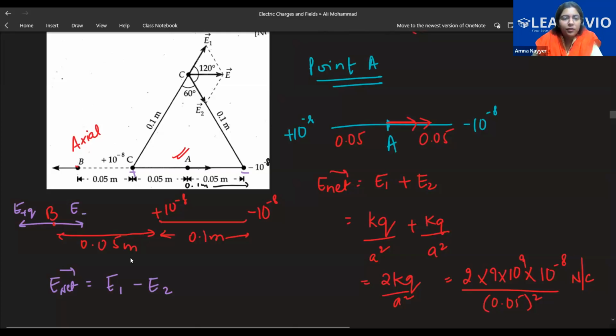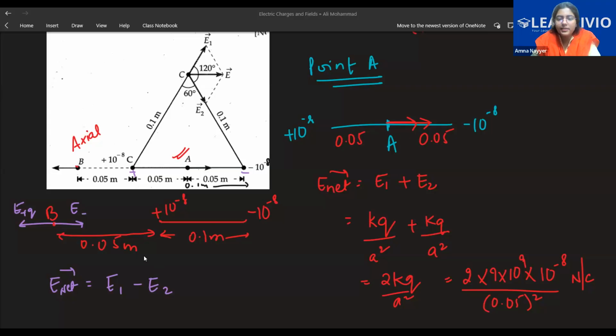See, when we were talking about A point, we saw the direction of electric field. So due to this positive charge and due to this negative charge, the electric field was towards one end, and this calculation you can perform yourself. Now, when we have this B point, this point is situated 0.05 meters away from this plus.